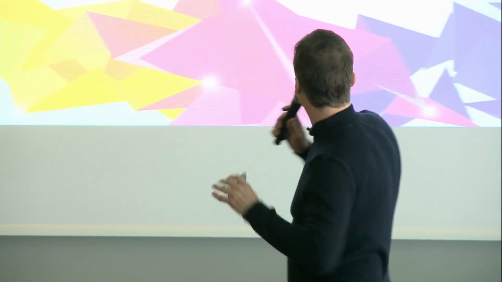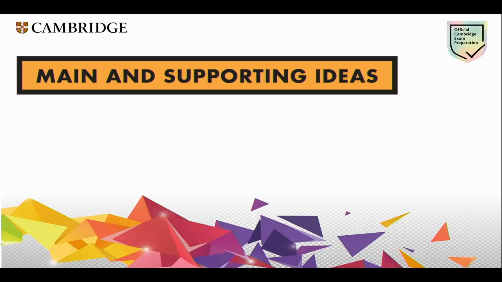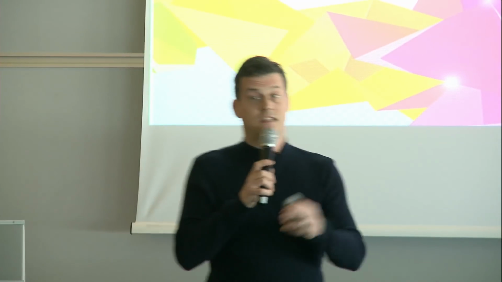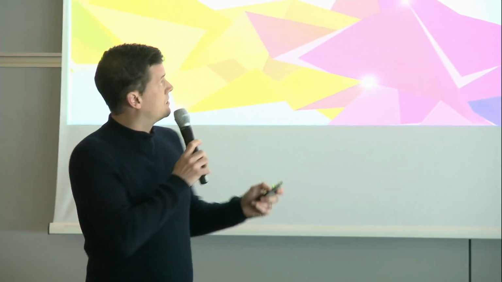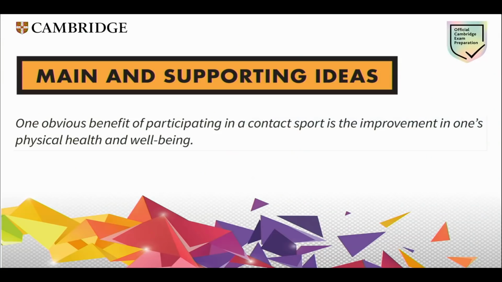And this is from level 3 Mindset, where it's about main and supporting ideas. Students know what a topic sentence is, and they know what function it's there to serve. It's to introduce the main idea of a paragraph and say, this is what I'm going to be talking about in this paragraph. And here is a topic sentence. The context of this is the advantages and disadvantages of doing contact sports.